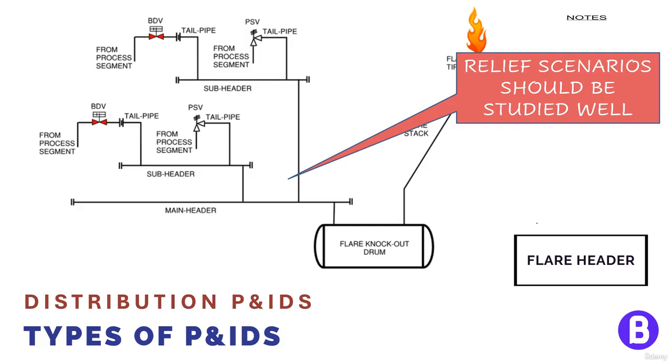So, to represent the distribution of utility and effluent headers precisely, it's a common practice to show them geographically with the exact directions in the plot plan.